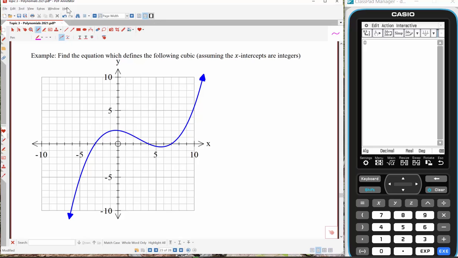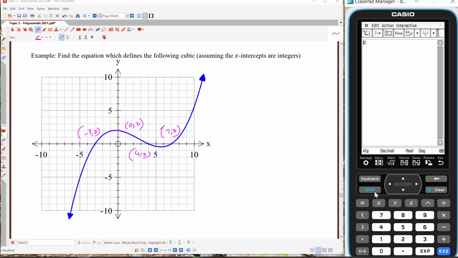Okay, find the equation which defines the following cubic, assuming that the x-intercepts are integers. Now, I also think I made another assumption about this. So this is 6, 7, 7, 0, 4, 0. This is negative 3, 0. I also assumed that that one was 0, 2. Right, now I'll just show you a quick way to do this on CAS.